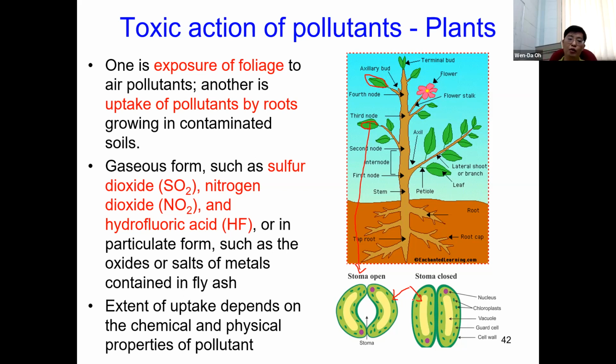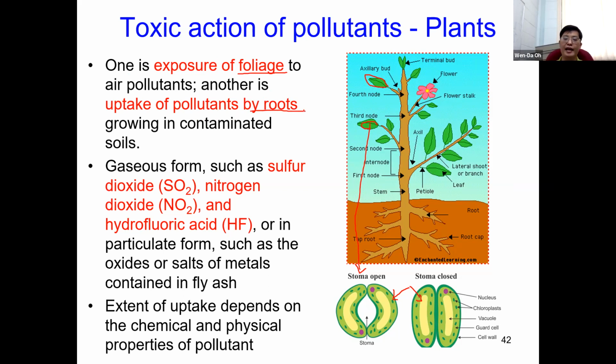The other one will be the roots. Roots are one of the major areas of the plant where it can absorb water and withdraw nutrients. These roots have certain structures that can uptake water, and in such a way they can also sometimes take up heavy metals and pollutants into their system. So these two, the foliage, or what I call the leaf, and also the roots, are very important exposure points of the plants.